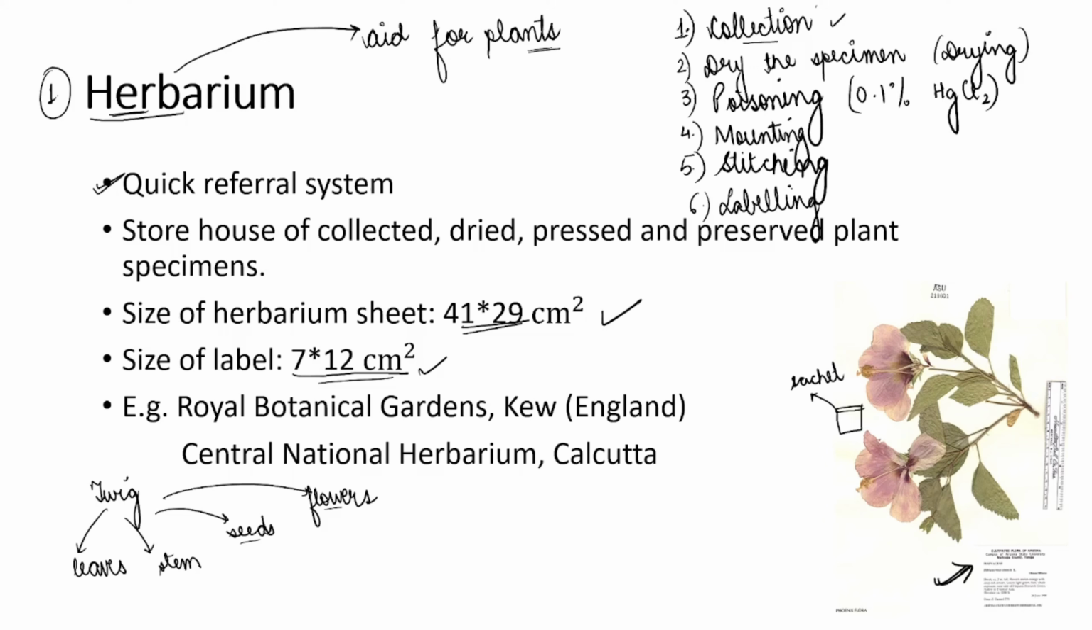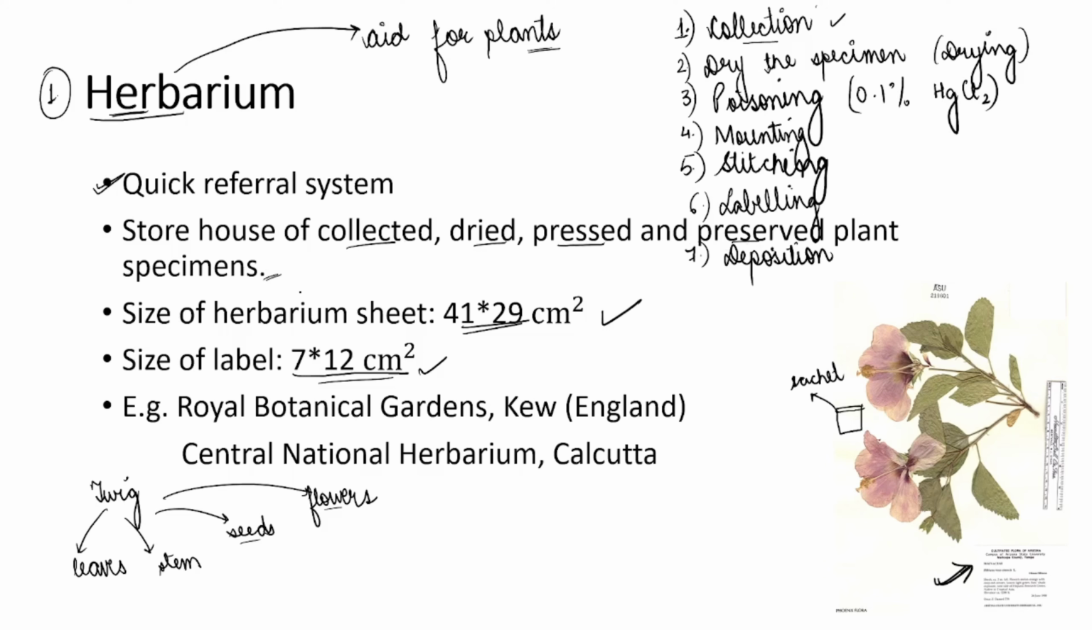All these 7s are really important and we have to write them every time we are preparing the label. Now the last step after labeling is deposition. So we are now going to deposit that herbarium. It means that this herbarium sheet that you have made is to be placed in a place where it can be found easily. So the herbarium is a storehouse of collected, dried, pressed and preserved plant specimens.